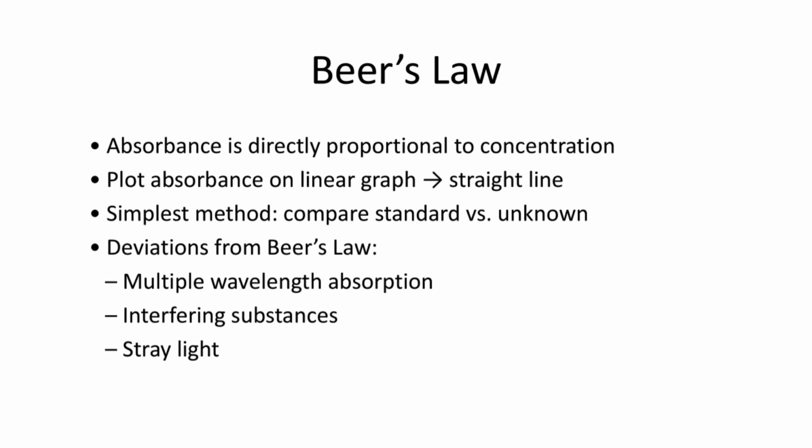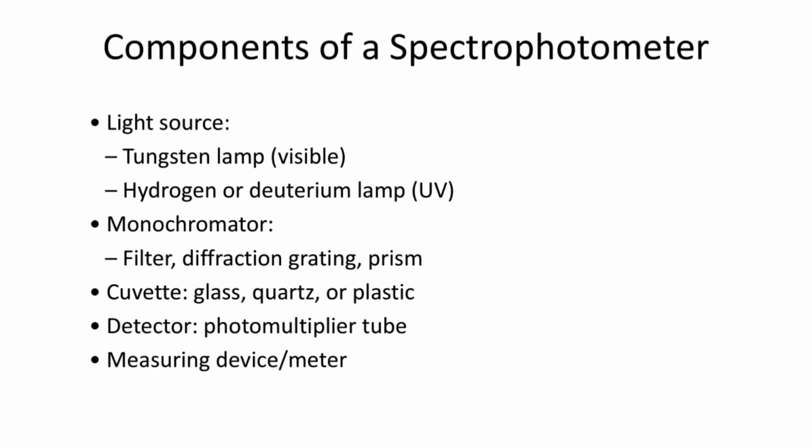However, deviations from Beer's law may occur. These deviations can result from simultaneous absorption at multiple wavelengths, from interfering substances that absorb light, or from stray light transmission. A spectrophotometer has several components.